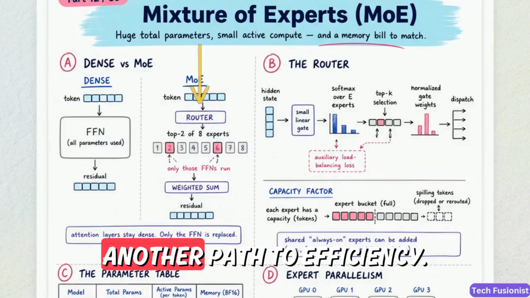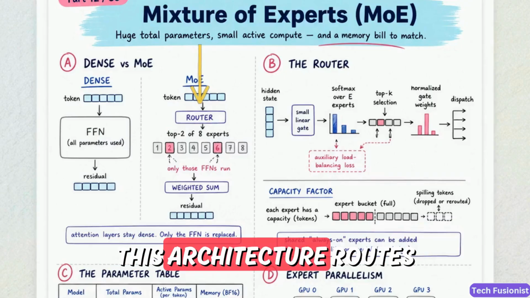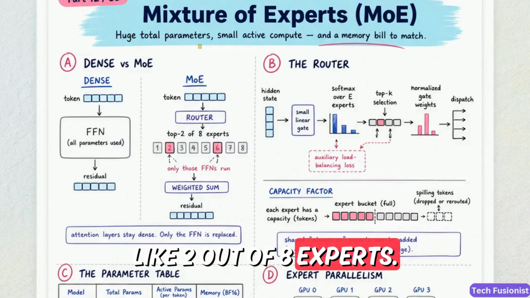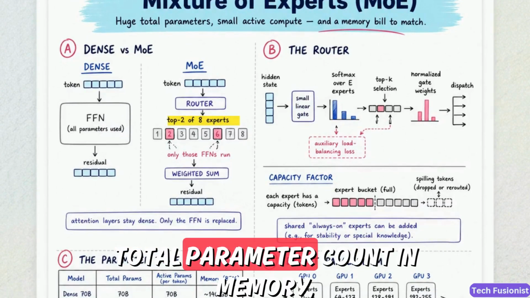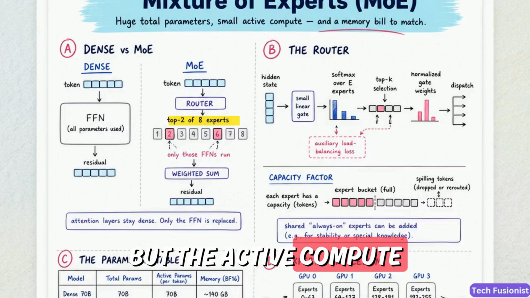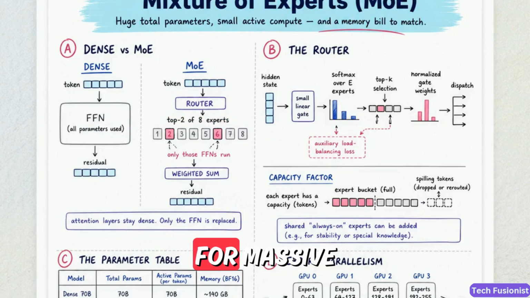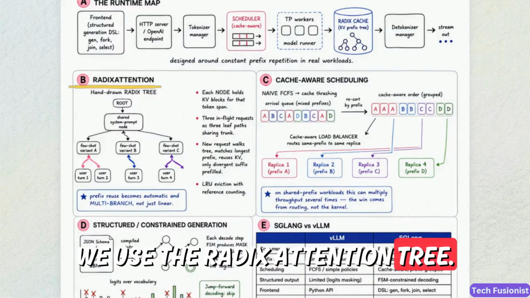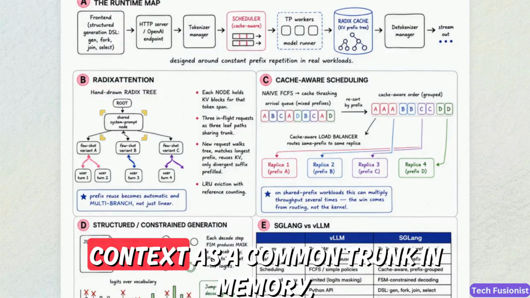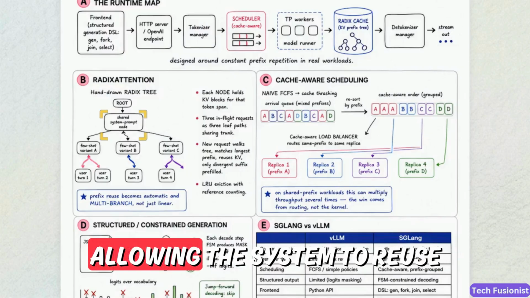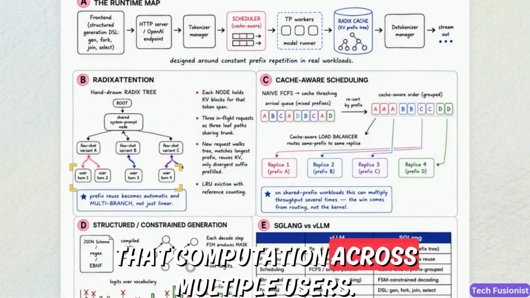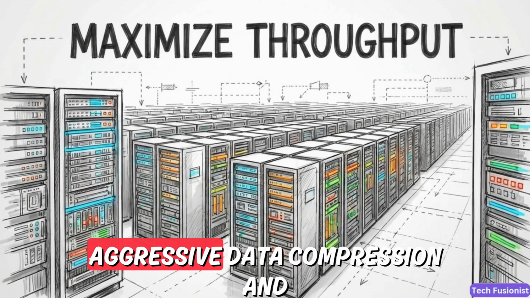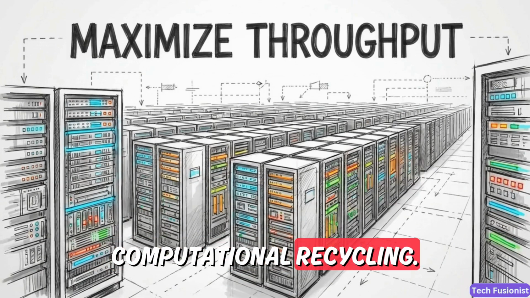Mixture of experts provides another path to efficiency. This architecture routes tokens to specific subnetworks, like 2 out of 8 experts. You store a massive total parameter count in memory, but the active compute per token remains low. For massive inputs like retrieved documents, we use the radix attention tree. Prefix caching stores shared context as a common trunk in memory, allowing the system to reuse that computation across multiple users. At this scale, serving efficiency depends on aggressive data compression and computational recycling.